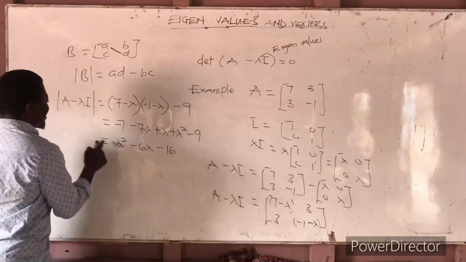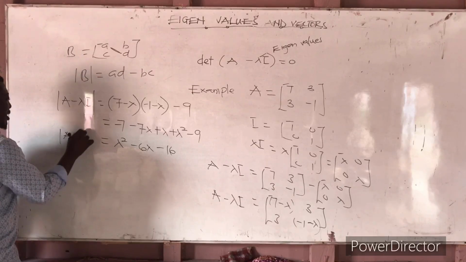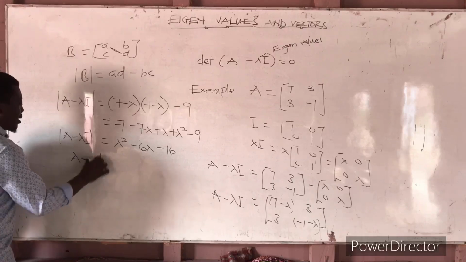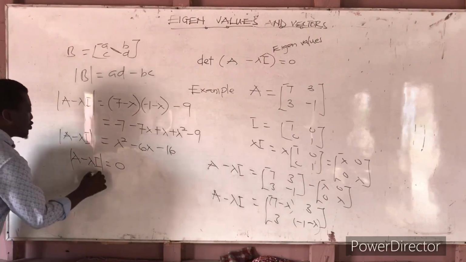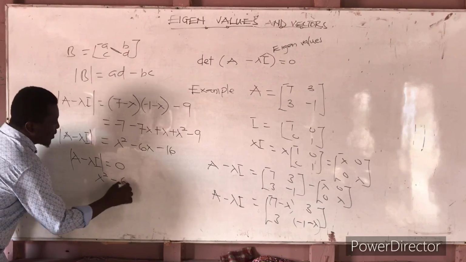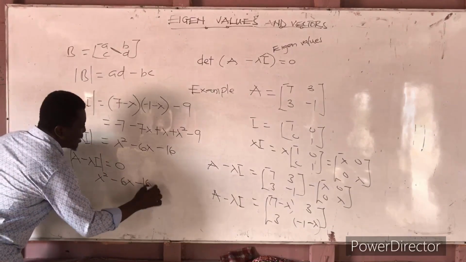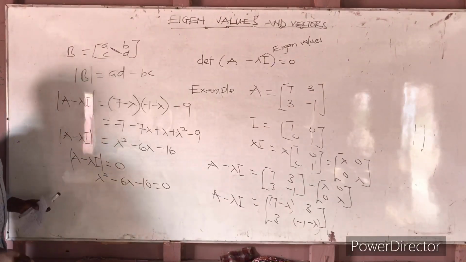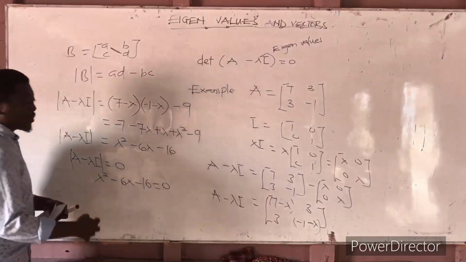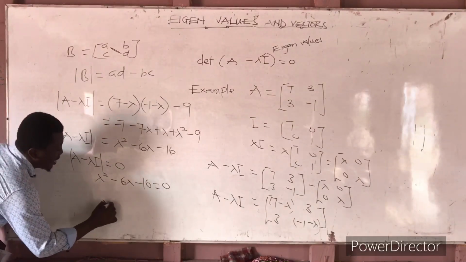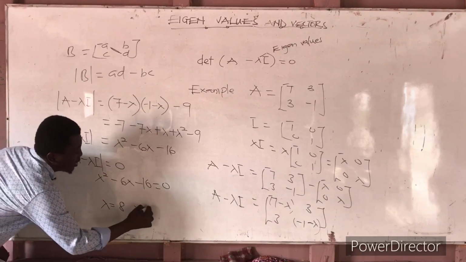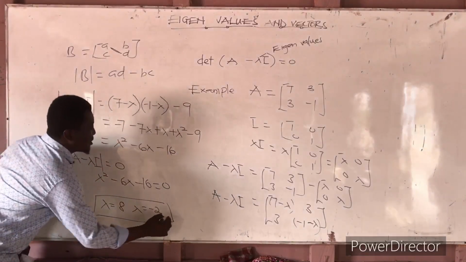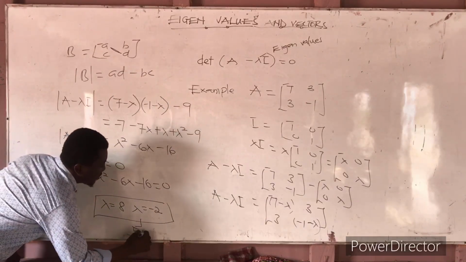And remember, the determinant of A minus lambda I should be equal to 0. So it means lambda squared minus 6 lambda minus 16 should be equal to 0. You can solve this quadratic equation and get lambda to be 8 and lambda to be negative 2. So what we've gotten here are the eigenvalues.